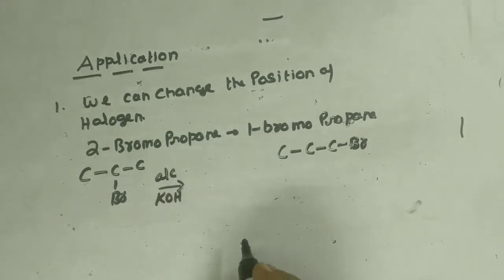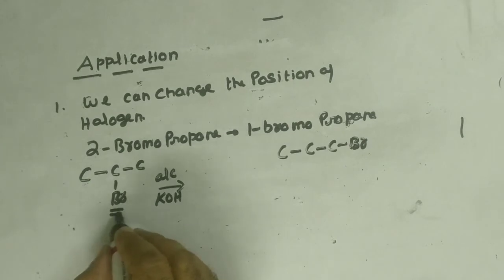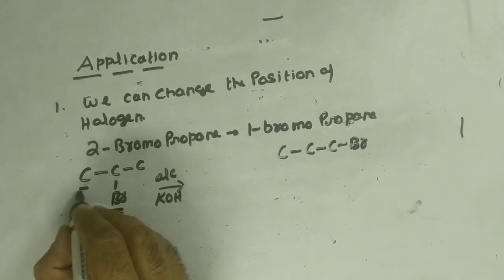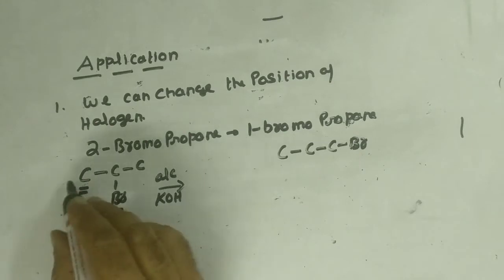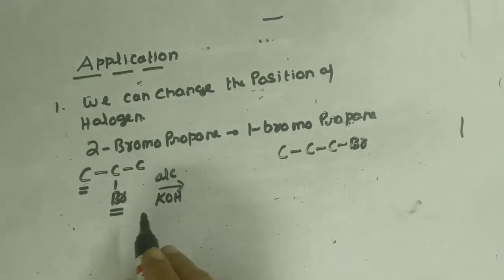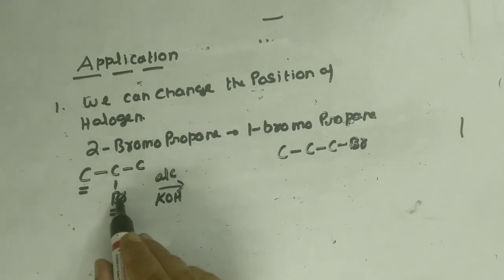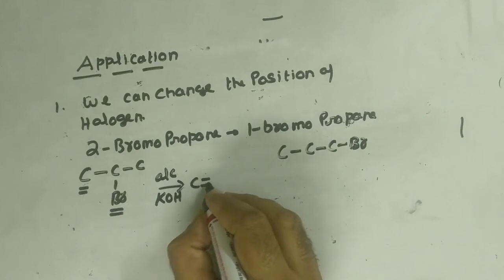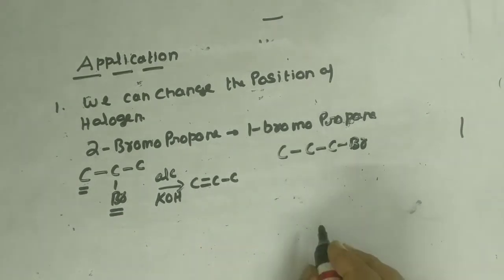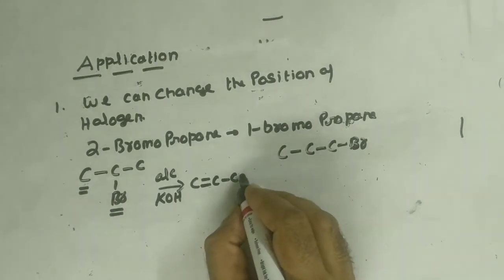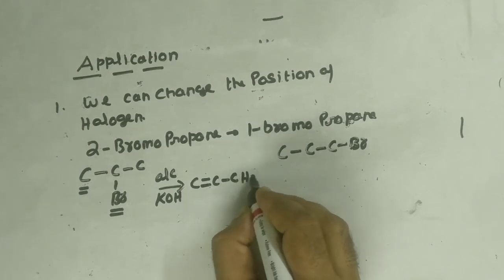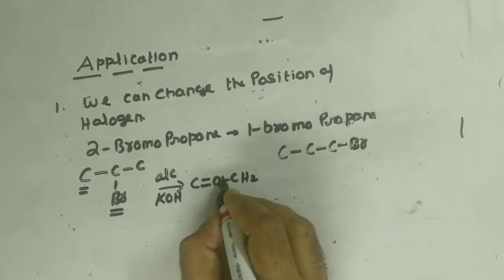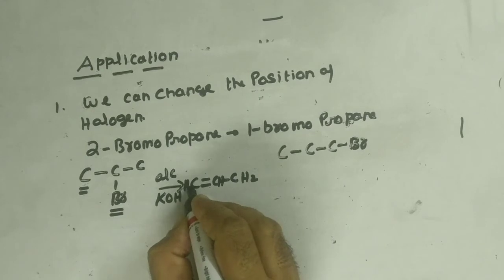What is going to happen? The Br will go from one carbon, the hydrogen from the adjoining carbon. I'm not showing the hydrogens, I'm just showing you the skeleton reaction. You can put hydrogens yourself. So you remove halogen from one carbon and hydrogen from the adjoining carbon, and you get the formation of an alkene. Let's put the hydrogens also: CH2, this will be CH, and this will be again CH2.